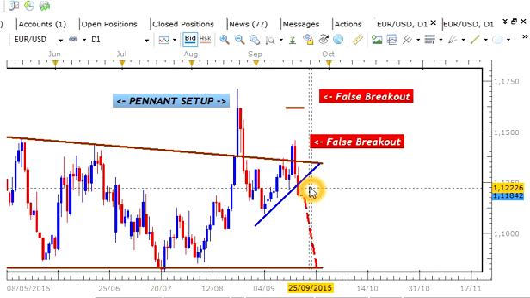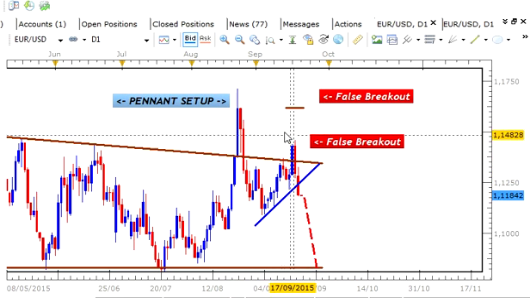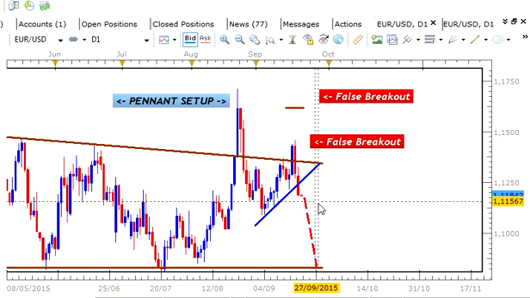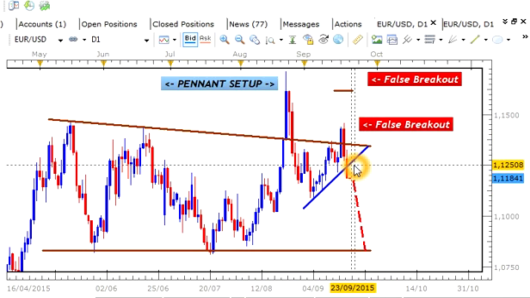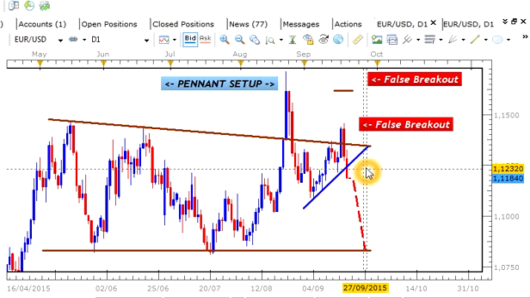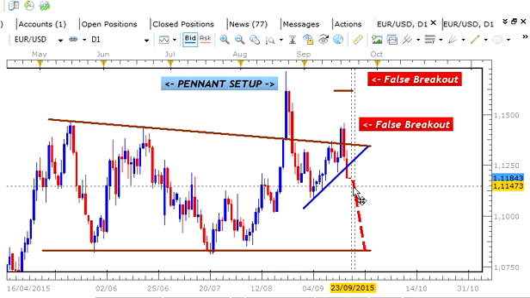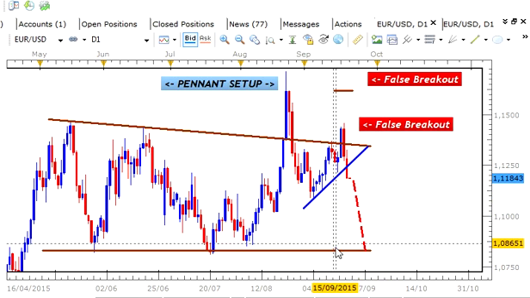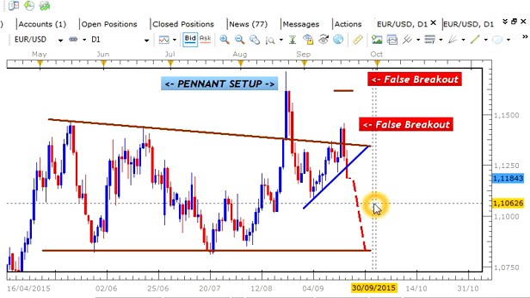Now, since the bulls are clearly losing out with this battle, and we're back inside of this resistance and support boundary and the pennant setup once again, it's clearly giving us an indication that we will eventually head back to the support boundary of this pennant.